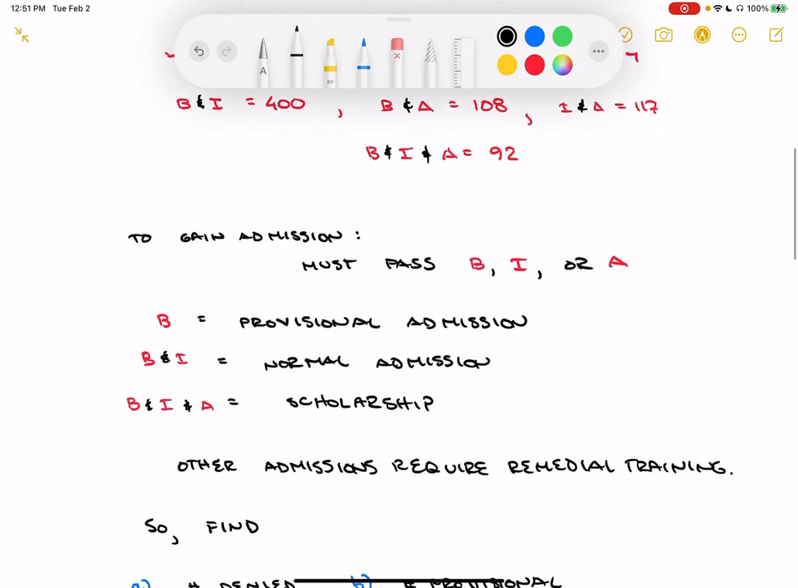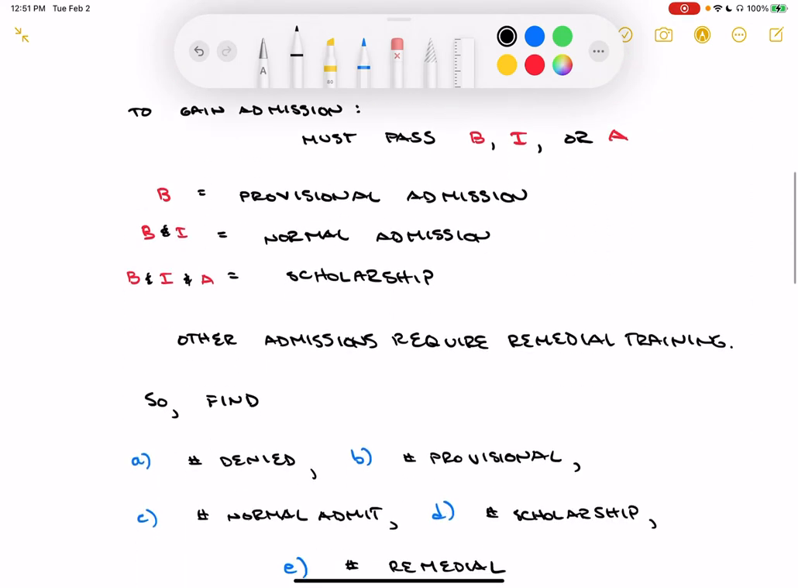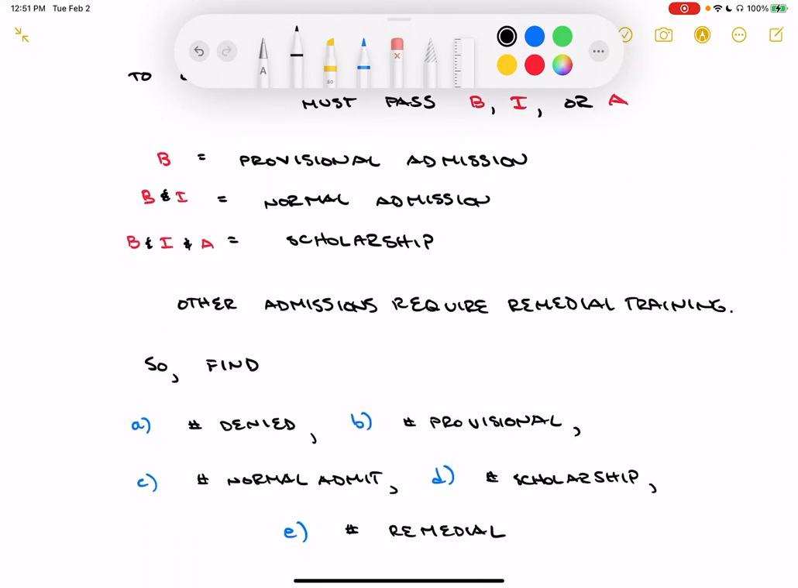We're going to go ahead and try to figure out a few related numbers that come out of this. Any other admission, by the way, that wasn't a provisional, normal, or scholarship where you had a pass would require remedial training. And if you didn't pass any of them, you would just be denied admission. So I'm going to take a look at five different things here. I'd like to know how many people were denied admission, how many were given provisional admissions, how many had normal admissions, how many had scholarships, and how many required some form of remediation.